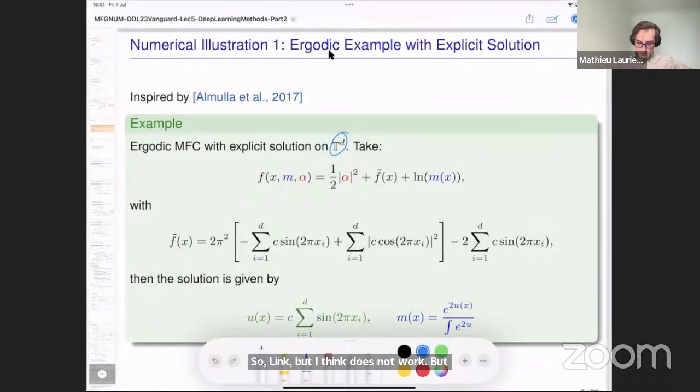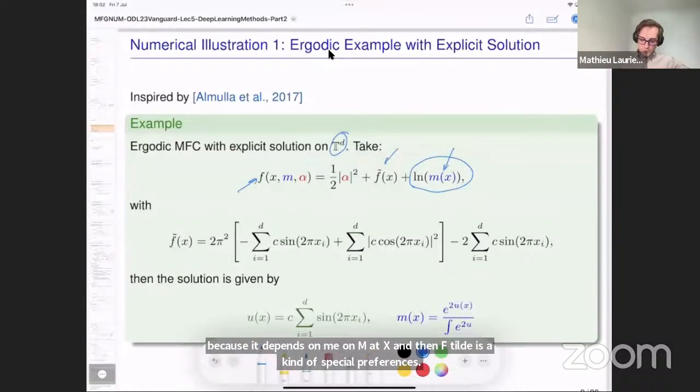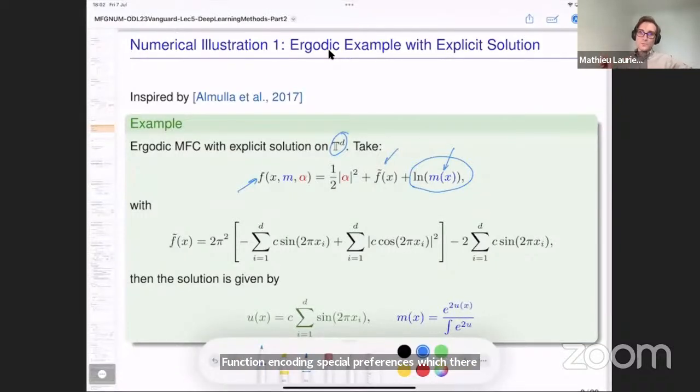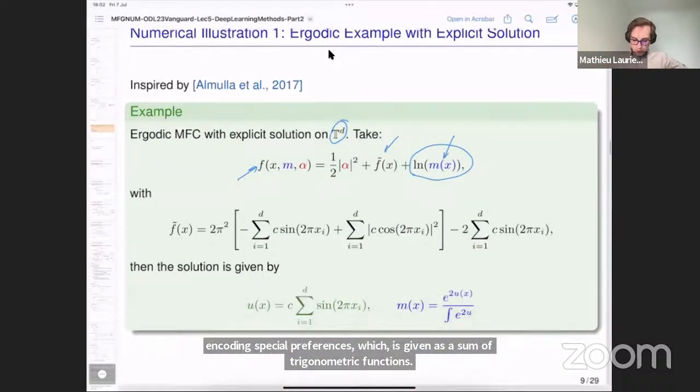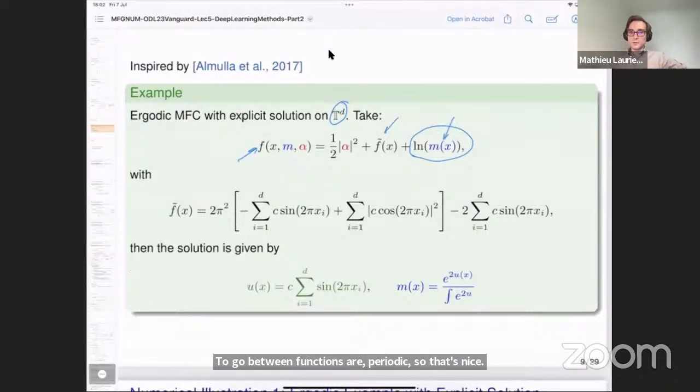But for this one, if you choose the running cost in this way, alpha squared is a cost for moving. ln m here is the cost of crowd aversion, which is local because it depends only on m at x. And then f tilde is a function encoding spatial preferences, which here is given as a sum of trigonometric functions. Trigonometric functions are periodic, so that's nice. And it turns out that in this case, you can do the computation.